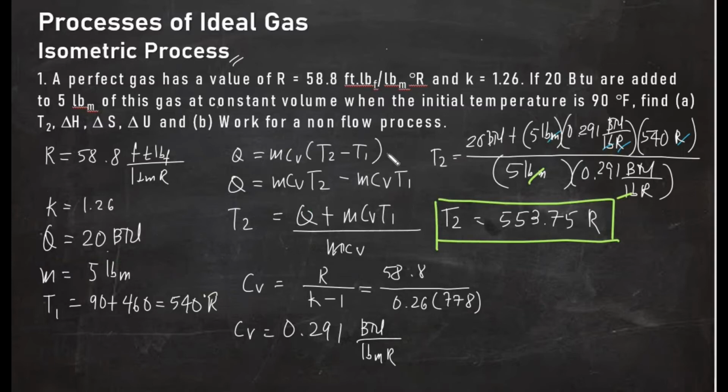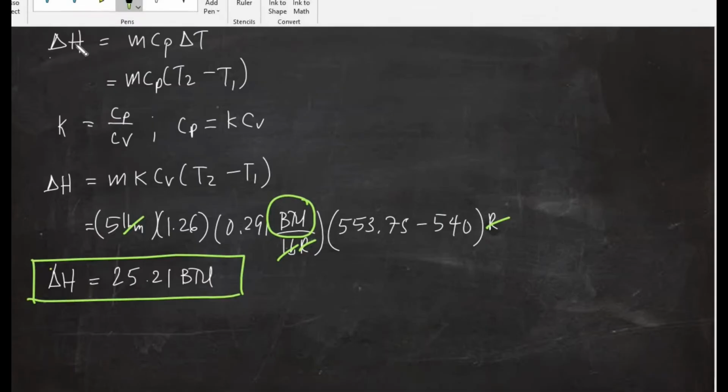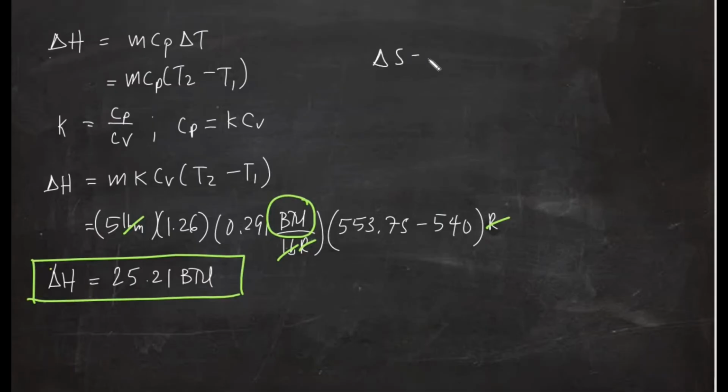So what else? Let's check this one. We have T sub 2 check, delta H check. How about delta S, the change of entropy? I will discuss the formula. The change of entropy has a general formula of m c times the integral of differential T over T. We know that differential T over T is equal to the natural logarithm. So from state 1 to state 2, this will now become m c times the natural logarithm of T2 over T1.